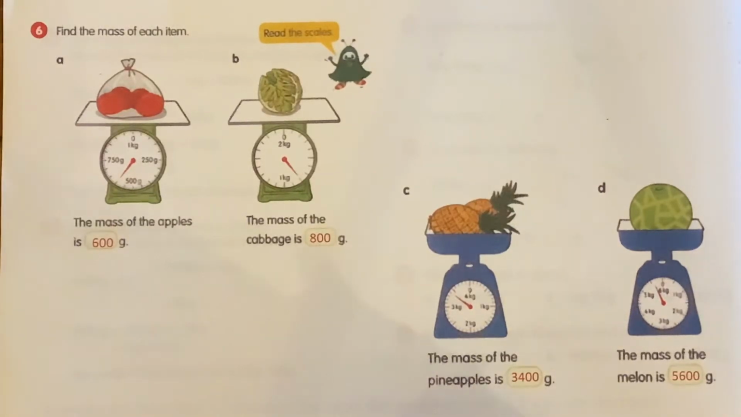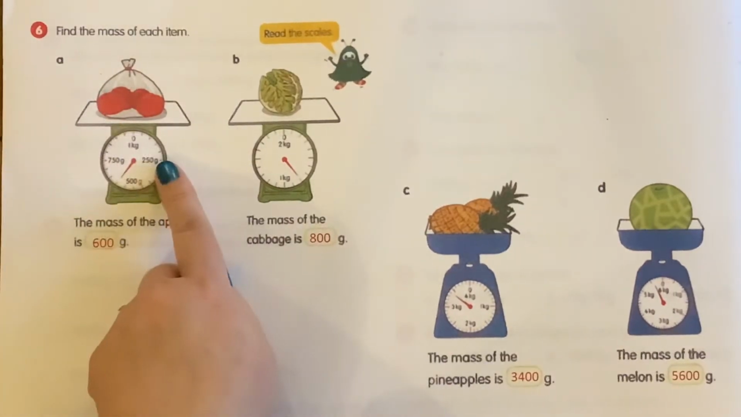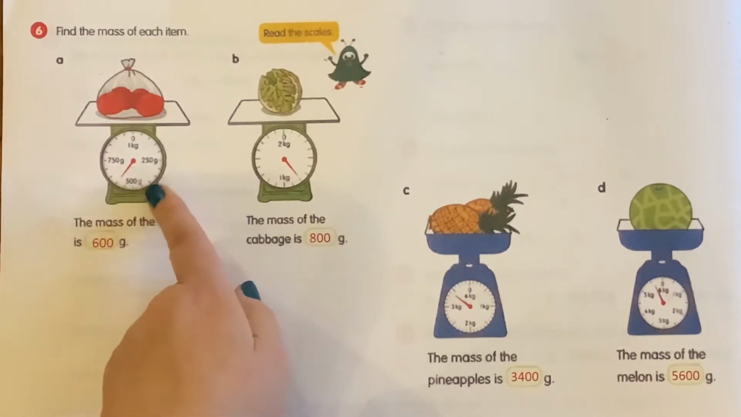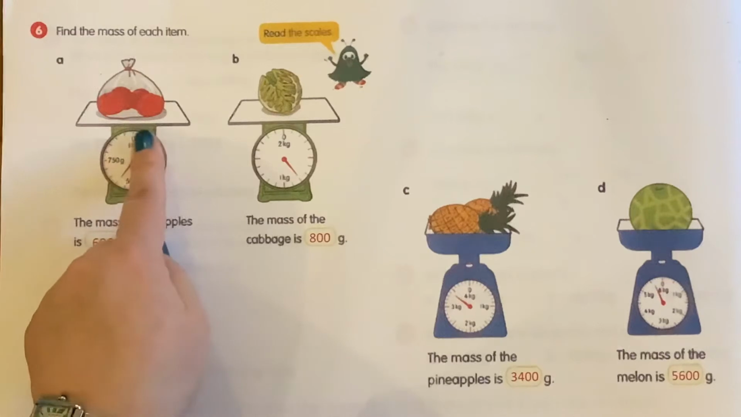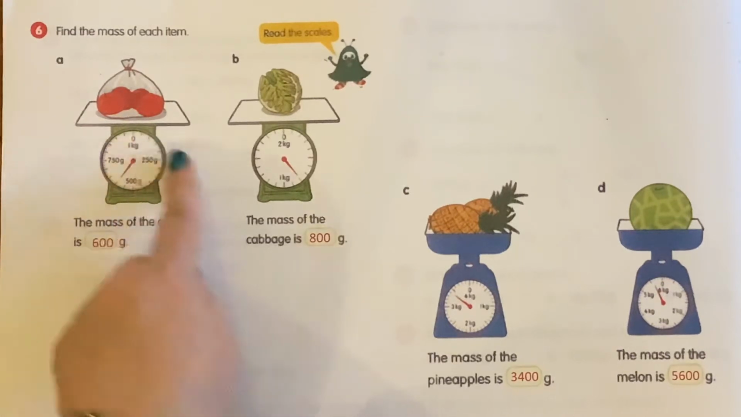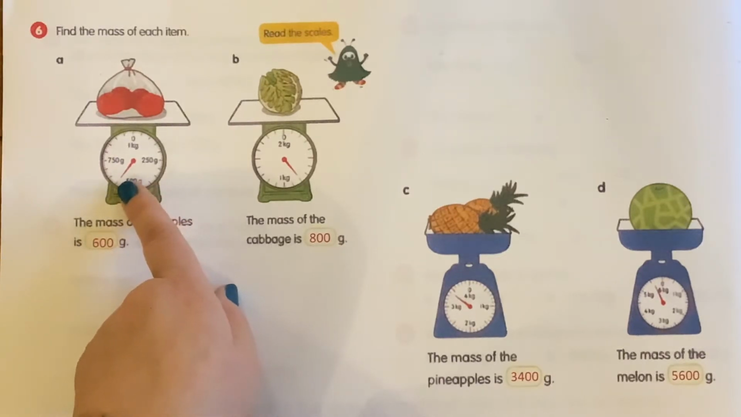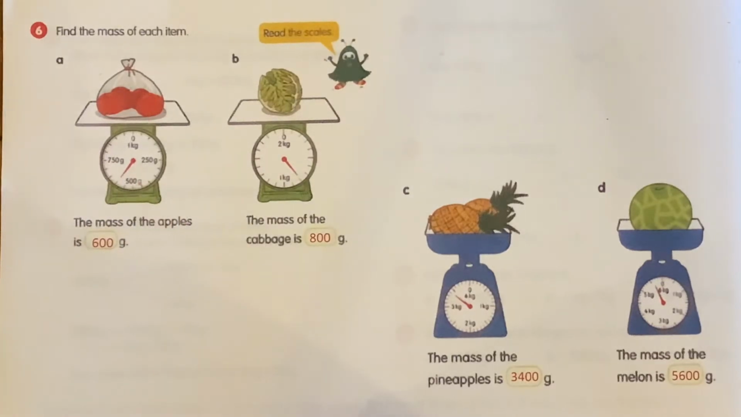So hopefully you were able to work out that this bag of apples weighs 600 grams. You would have worked out that each of the small markings was 10 grams, and we have 500, 550, 560, 70, 80, 90, 600 grams.